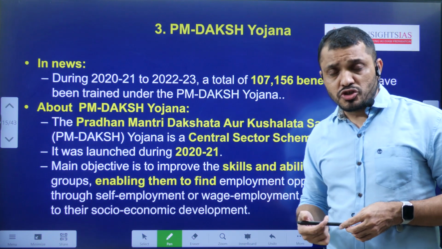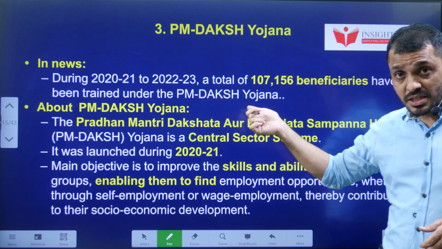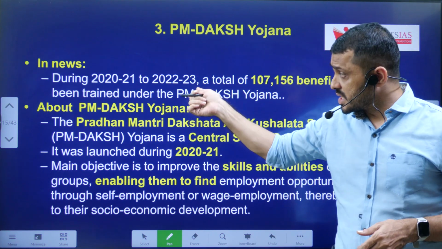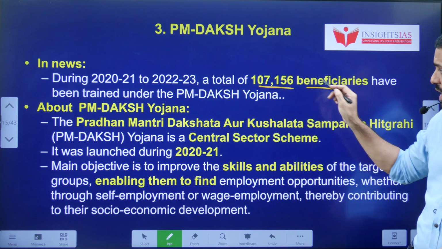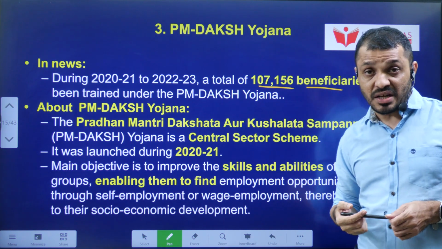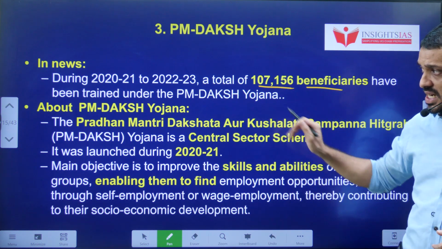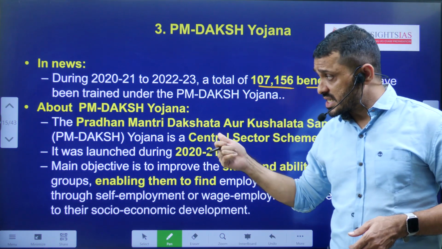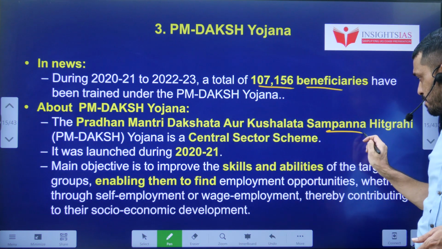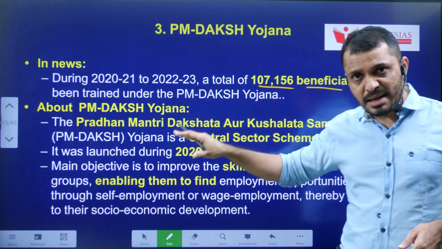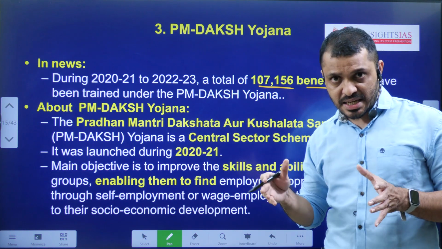PM-DAKSH. Since 2021, when it was launched, till now, 2022 to 2023, this PM-DAKSH was able to train around 107,156 beneficiaries. PM-DAKSH stands for Pradhan Mantri Dakshata Aur Kushalta Sampanna Hitgrahi. This is the name of this particular portal or scheme.